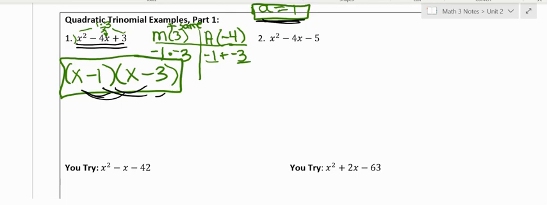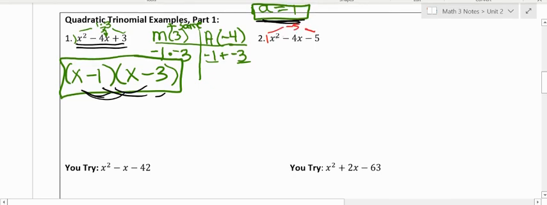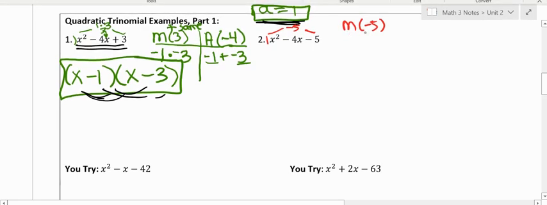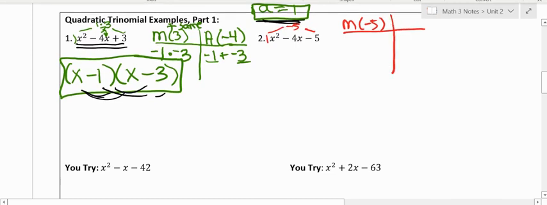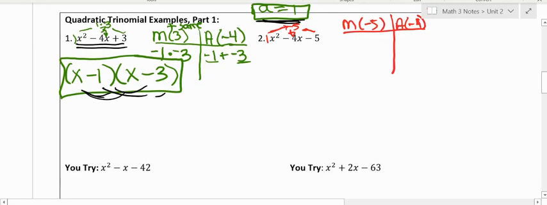For question number 2, it's essentially the same thing. Again, I have an a value of 1, so I don't have to do a lot of extra stuff. I'm looking for factors of 1 times negative 5 that multiply to negative 5, but add up to that negative 4. Some students like to think of it like a house, like this is the house, and they're adding up to that middle value.